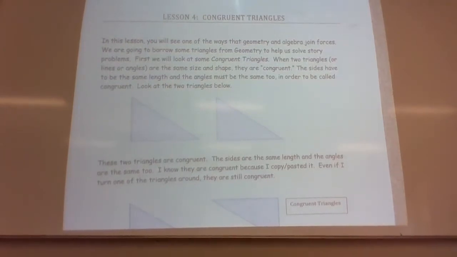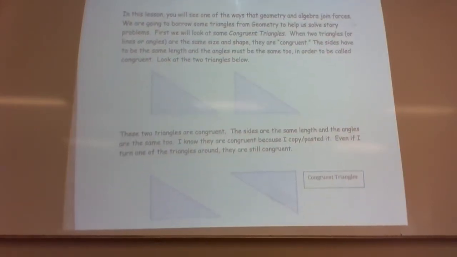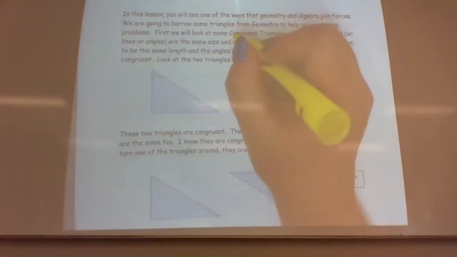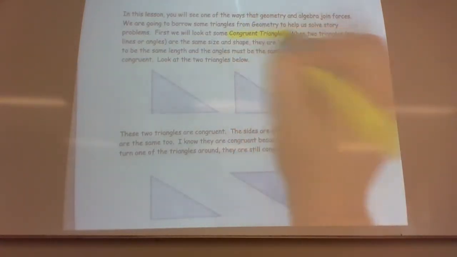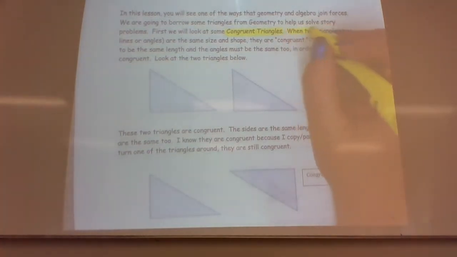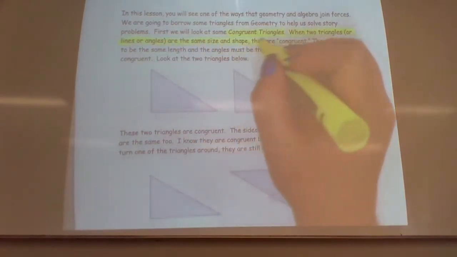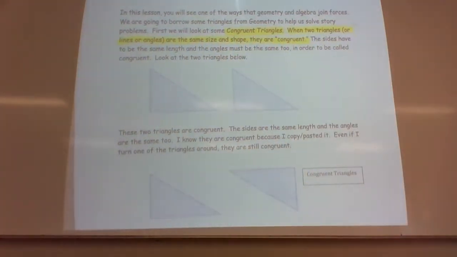We're talking today about ways that geometry and algebra get together. We're still working with story problems, and today we're going to look specifically at congruent triangles. When two triangles, or their lines or angles, are the same size and shape, they are congruent.